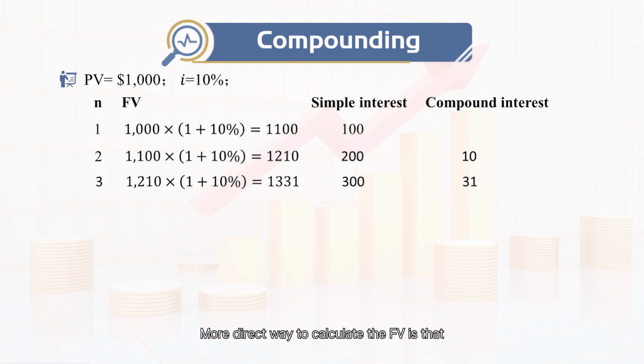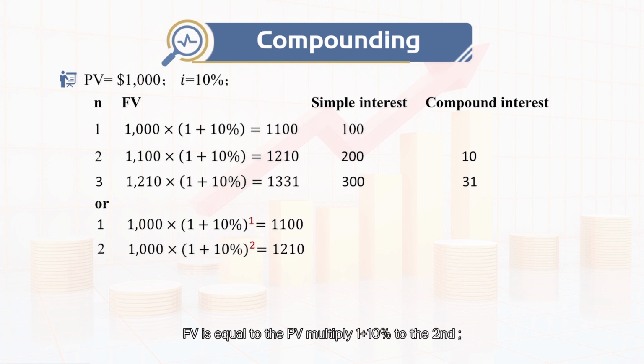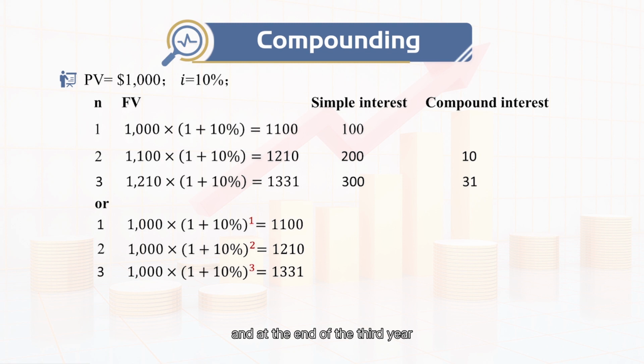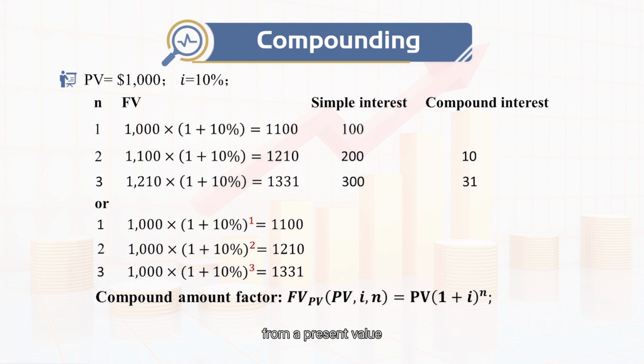A more direct way to calculate the FV is that at the end of the first year, the original principal or the PV $1,000 is multiplied by 1 plus the interest rate 10% to the first. At the end of the second year, FV is equal to the PV multiplied by 1 plus 10% to the second. And at the end of the third year, FV is equal to the PV multiplied by 1 plus 10% to the third.